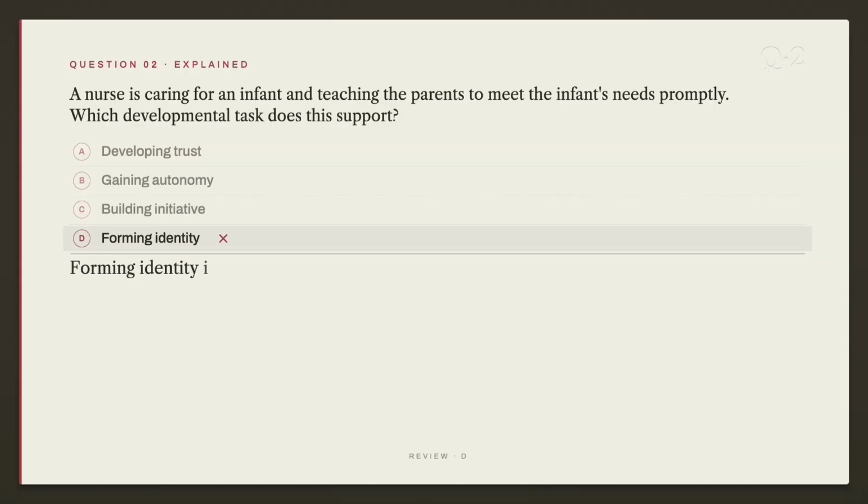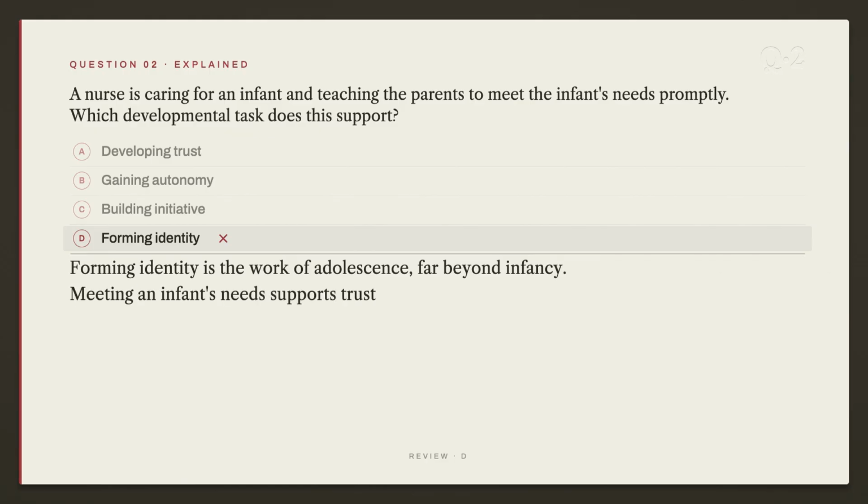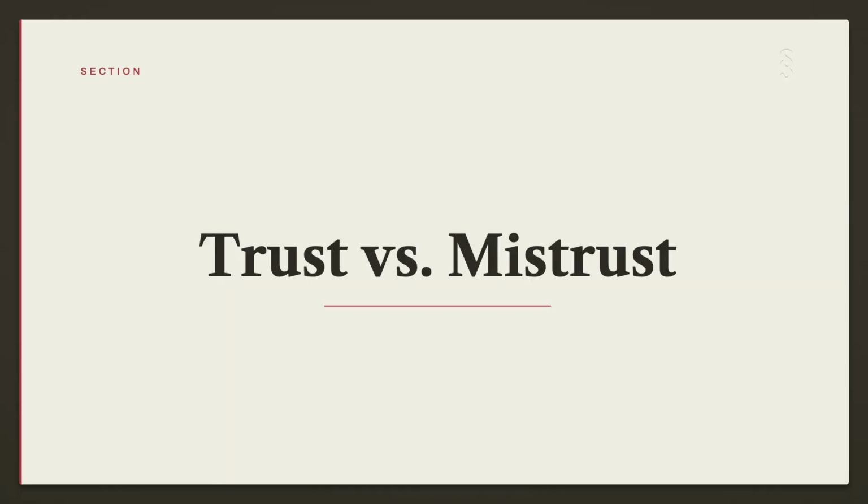D is wrong because forming identity is the work of adolescence, far beyond infancy. Meeting an infant's needs supports trust, not the search for identity that comes many years later. Trust versus mistrust is the first stage in Erikson's model of psychosocial development, covering roughly the first year of life. The infant's central task is building a basic expectation that the world is dependable.